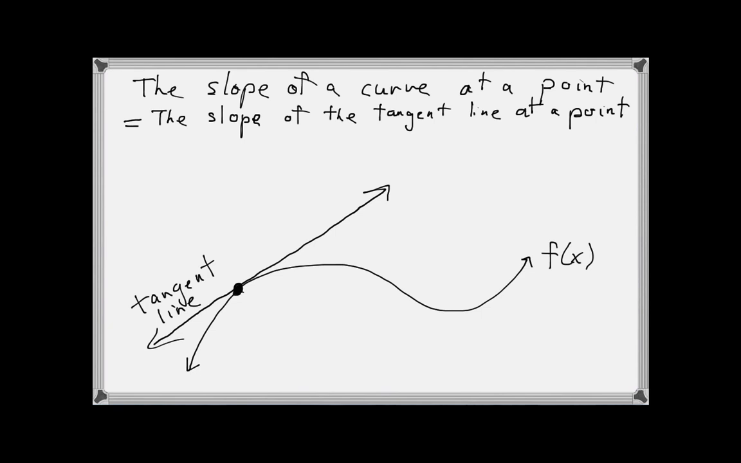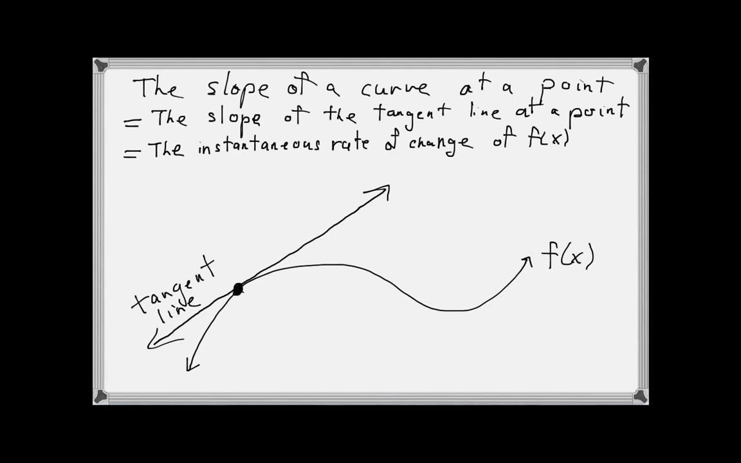Earlier, we saw that the average rate of change of a function over a closed interval equals the slope of a secant line over that interval. Now we can define the instantaneous rate of change of a function to be also equal to this slope of this tangent line.